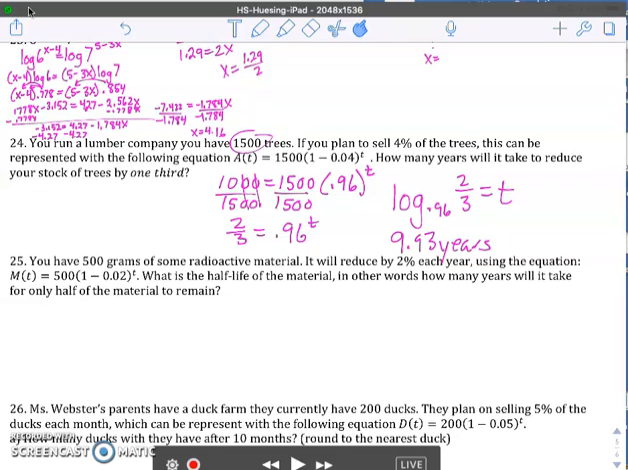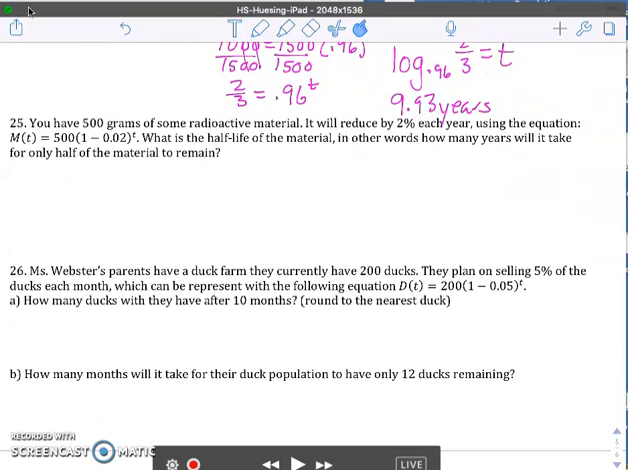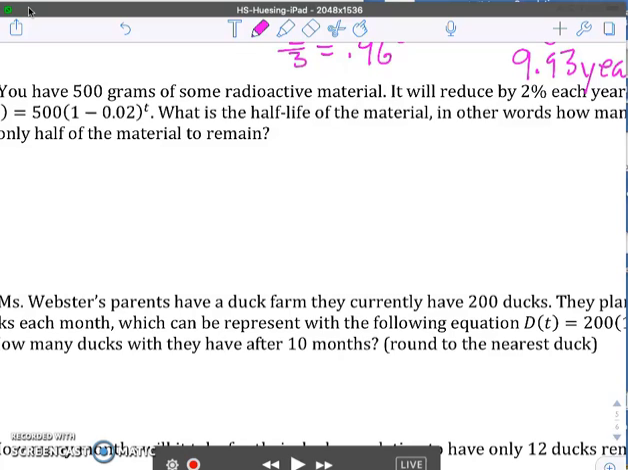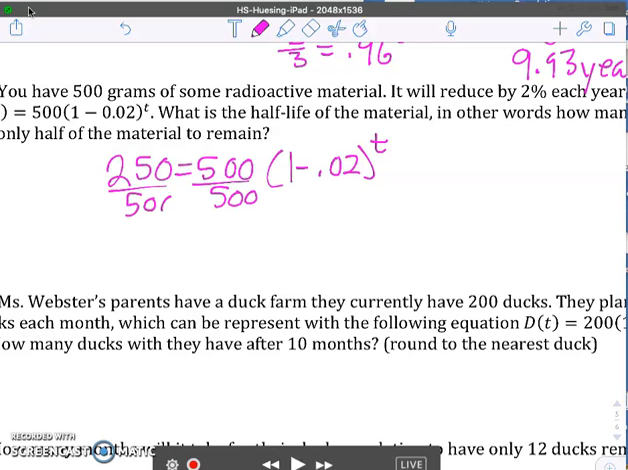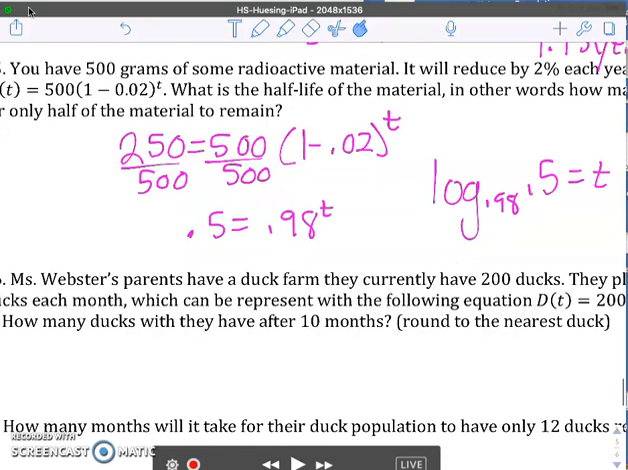So the next one, we have an equation, 500 grams. It will reduce by 2% each year. What is the half-life? In other words, how many years will it take for only half the material to remain? So if it's half the material, we'd have 250. So if we divide by 500, we got 0.5 equals 0.98 to the t. So it's another log one. Log base 0.98 of 0.5 equals t. And you could type that into your calculator.